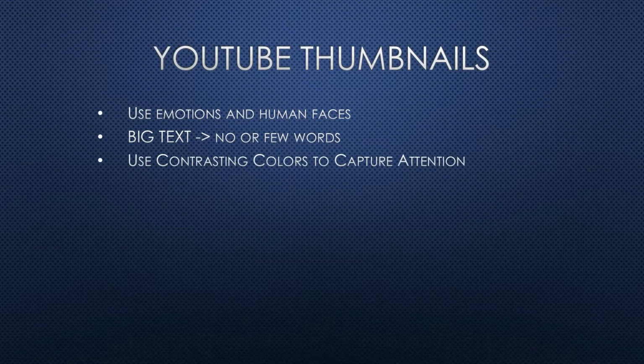Use contrasting colors to capture attention. This will make sure that your videos really pop out on a viewer's screen. Consider color saturation. Photo editing software like Photoshop or Canva has the option to increase the color saturation. This will pop those colors even more and make your thumbnail even more clickable. Don't overdo it, use the slider to where you think it's the best result.